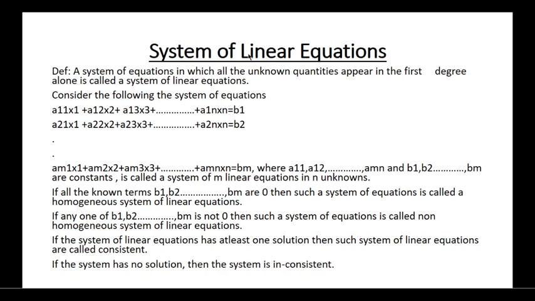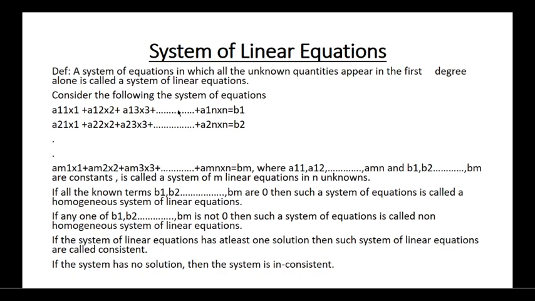Linear means degree 1. System means collection of equations. So a system of linear equations is nothing but a set of equations in which all the unknown quantities, that means all the variables in each term, appear in the first degree alone, having degree 1 only.